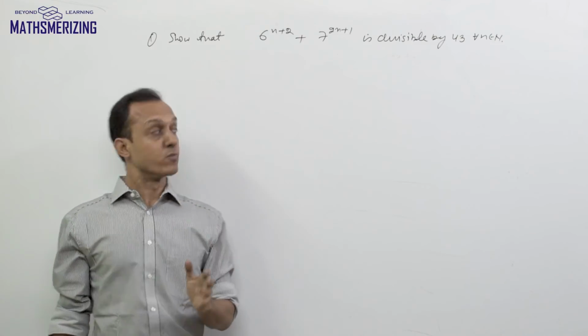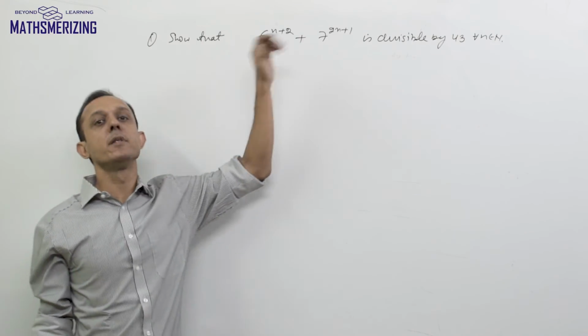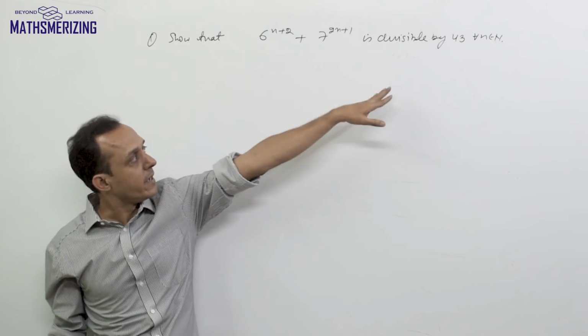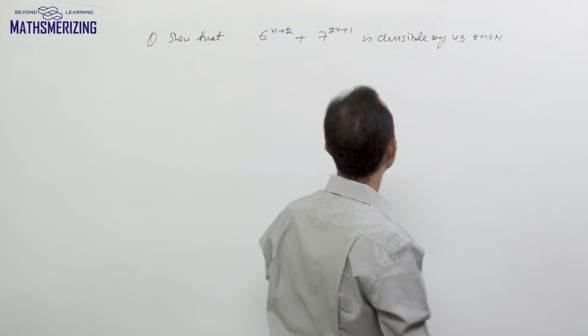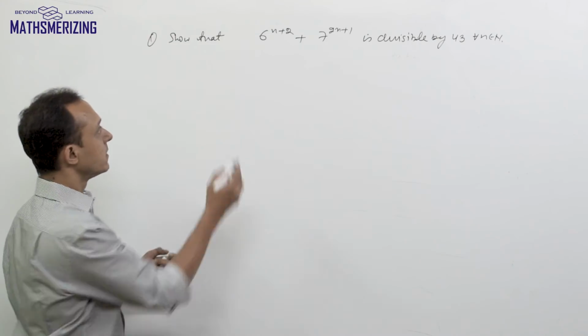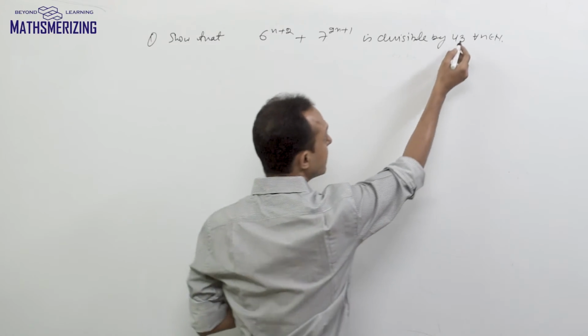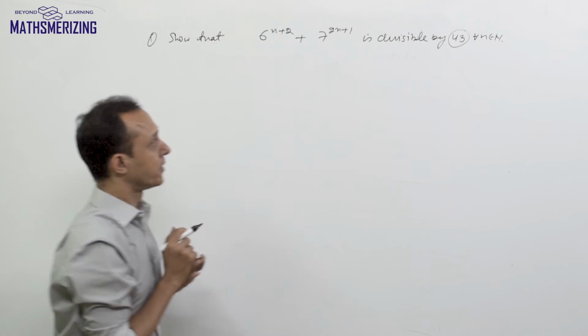So let us take up another question, which is show that 6 to the power n plus 2 plus 7 to the power 2n plus 1 is divisible by 43 for all n belongs to N. So what I'll do is I'll try and change it somehow in terms of 43.